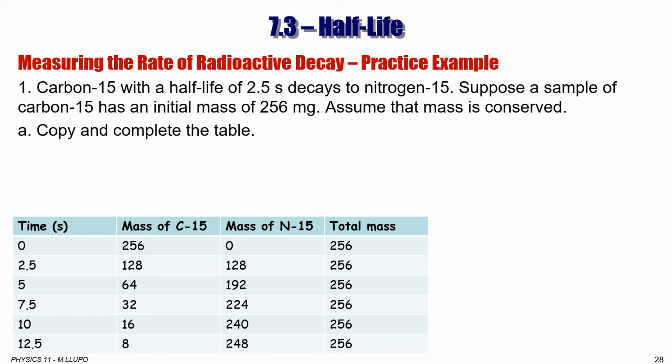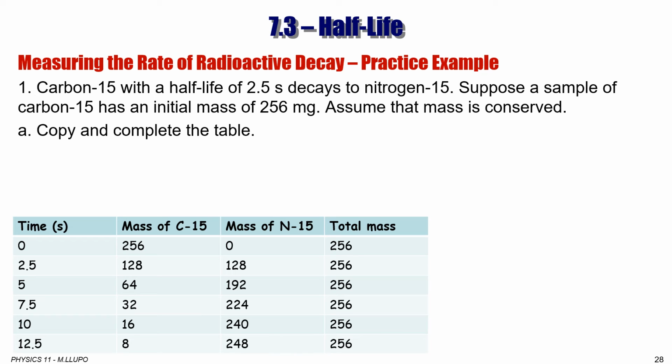Every 2.5 seconds, the mass of the carbon-15 is going to be halved, and half of the carbon-15 original mass is going to be decayed into nitrogen-15 every 2.5 seconds. So at time 0, we have 256 milligrams of carbon-15 and 0 milligrams of nitrogen-15. Total mass is 256 milligrams. After 2.5 seconds, which is a half-life, half of the mass is going to decay to nitrogen-15. So what is left is 128, and what is decayed is 128. But the total will remain the same, 256.